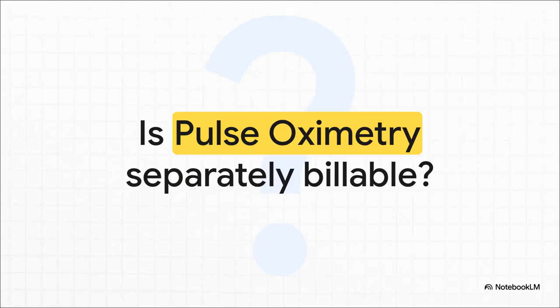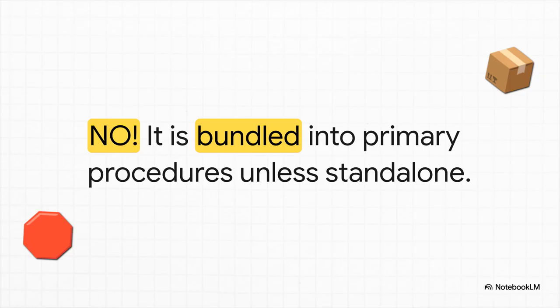Which brings us to a total classic exam trap that catches so many coders off guard. When you see non-invasive ear or pulse oximetry for oxygen saturation, codes 94760 or 94761, you have to ask yourself, is pulse oximetry separately billable? The answer is a resounding no. Pulse oximetry is almost always bundled into your evaluation and management visit or into the primary procedure. It's just not separately billable on the exam unless it's explicitly provided as a standalone diagnostic test. Definitely keep that rule tucked in your back pocket.